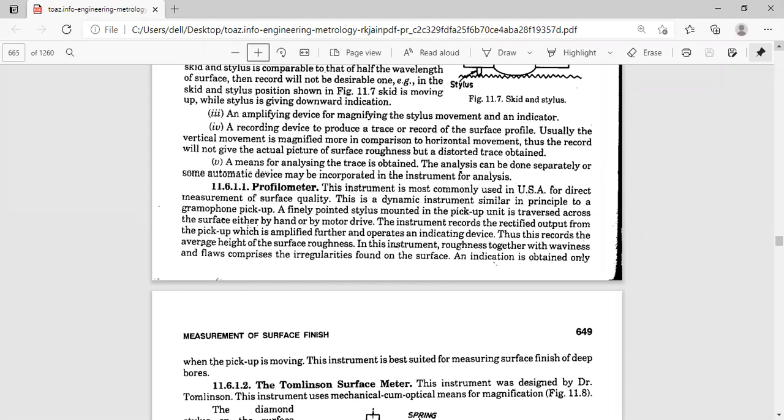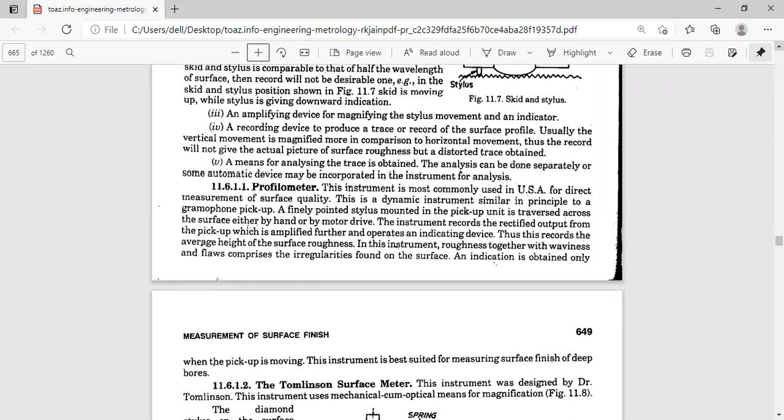Because the stylus movements are small, they will be magnified by an amplifier, and this will operate an indicating device. After the indicating device comes the recorder, and after the recorder, the analyzer. That is the sequence you have to maintain. The recorder will record the average height of the surface roughness. Already I told you, you should not take only one value in metrology experiments. Try to take at least a minimum of 10 to a maximum of 20.